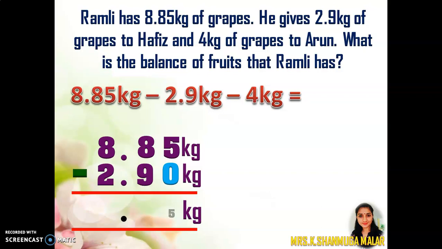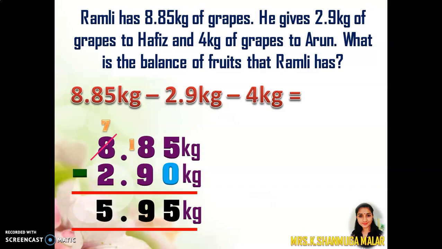5 minus 0, we get 5. 8 minus 9. Can we minus? No. So we borrow from the 8. So now we have 18. 18 minus 9, we get 9. Now 7 minus 2. What's the answer, students? 5.